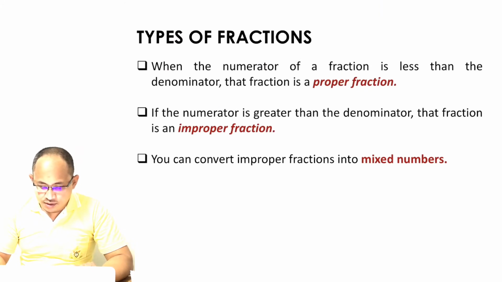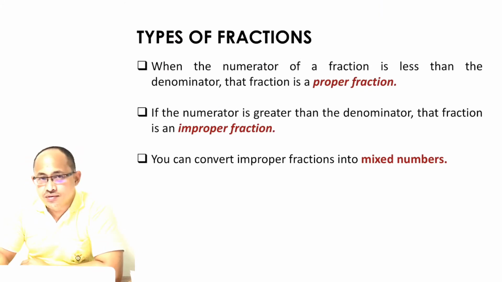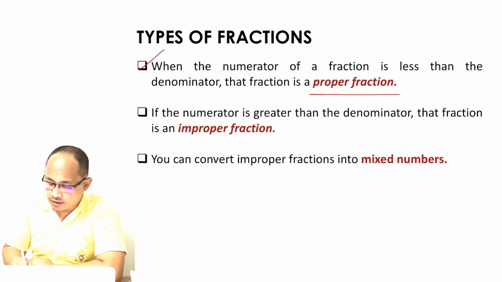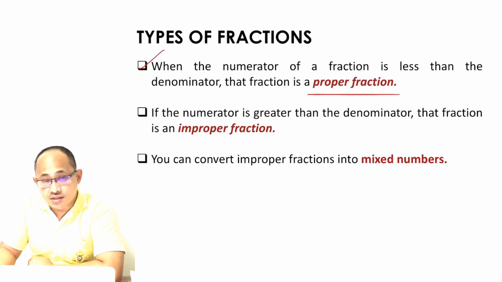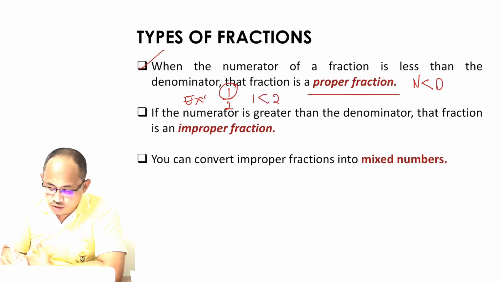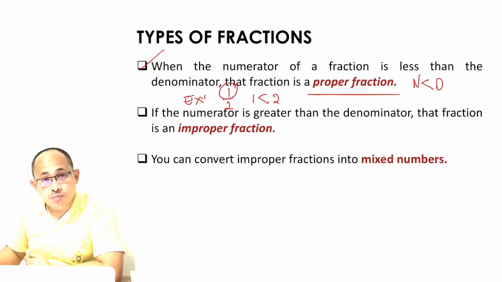Next is, what are the types of fractions? There are three types of fraction. The first one is the proper fraction, when the numerator is less than the denominator. So therefore n is lesser than d. For example, 1/2. Notice the numerator 1 is lesser than 2. So that's why it becomes a proper fraction.